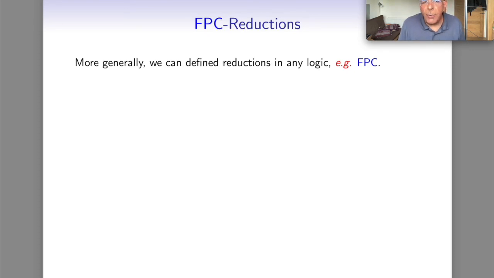More generally, we can define reductions in any logic, for example, FPC. And the point is that if you have a reduction from C to D in FPC, then we know we can transfer a lower bound on the counting width of C to a lower bound on the counting width of D. To be precise, what is the lower bound on the counting width? Well, it's given by the lower bound on the counting width of C raised to the power of 1 over d, d being the dimension of the reduction, remember.